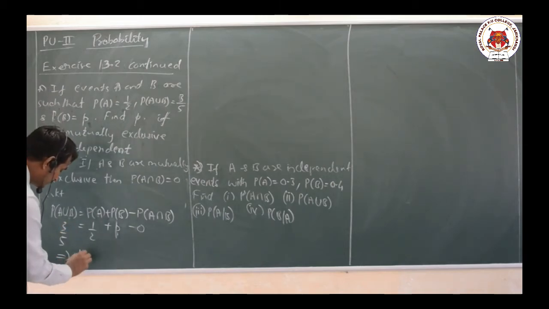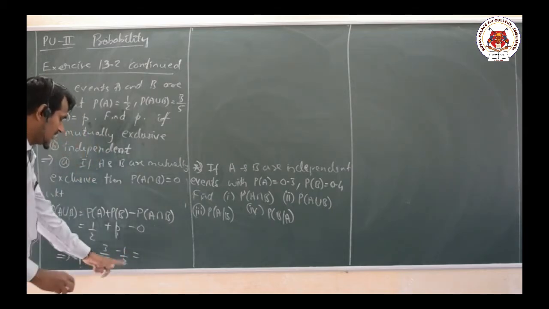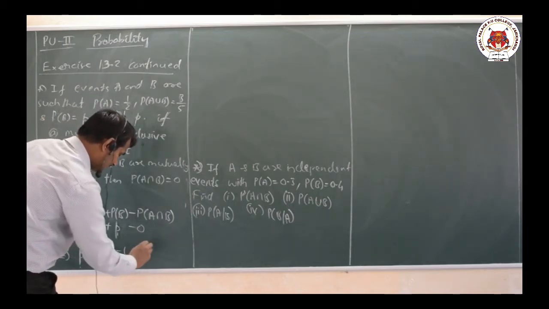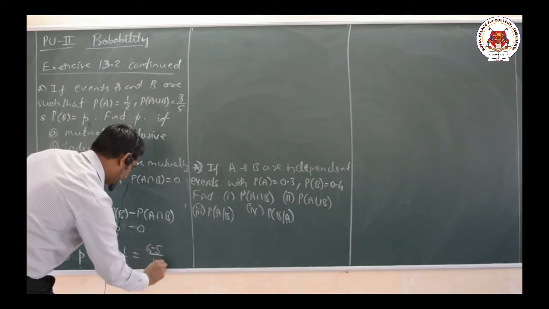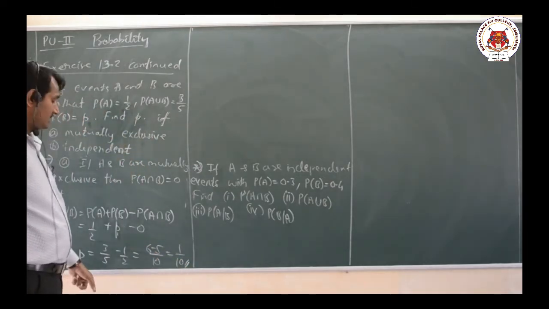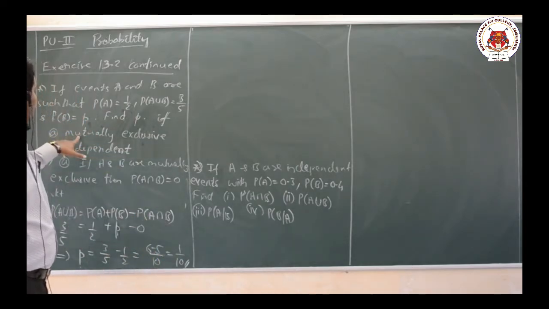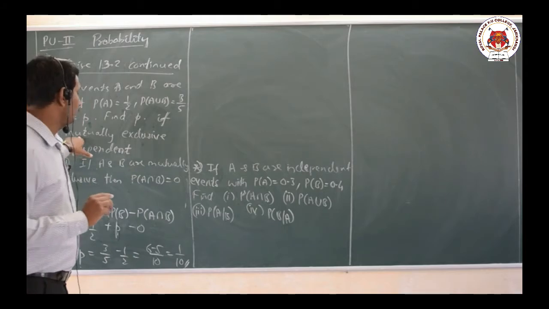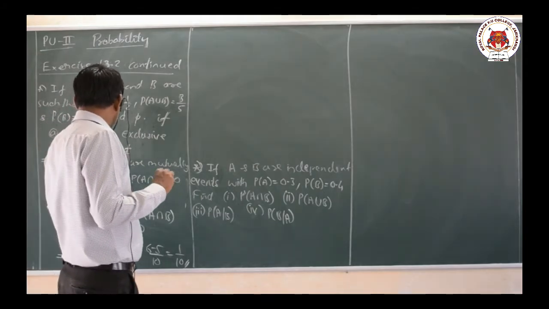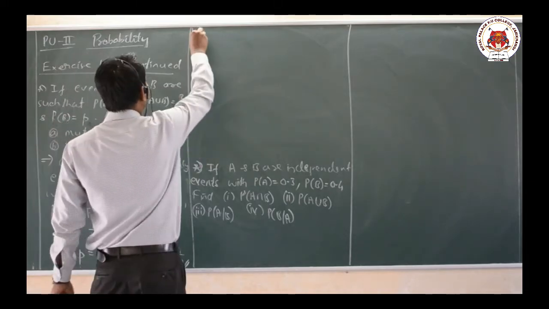That implies small letter p is equal to 3 by 5 minus 1 by 2. Now cross multiply, that is 6 minus 5 divided by 10, and the value is 1 by 10. That is the required result of p when A and B are mutually exclusive. Now let us begin with the next one, that is B, independent events.